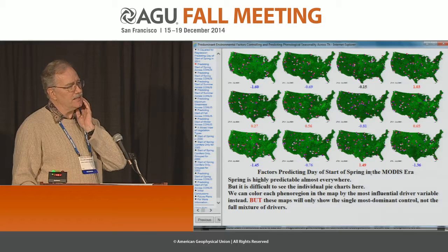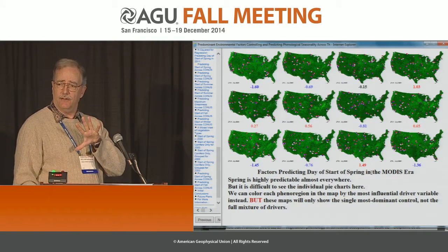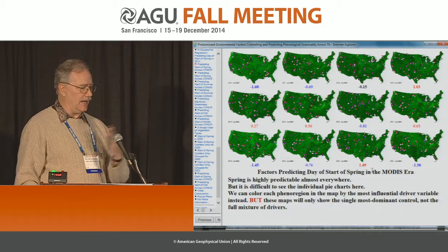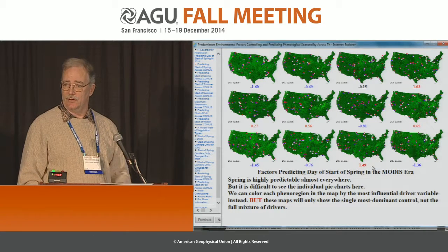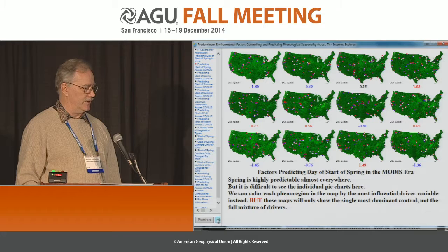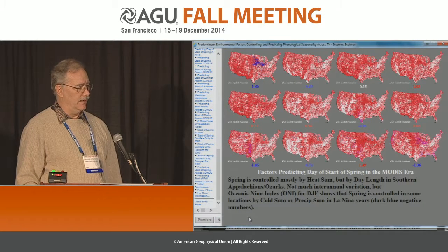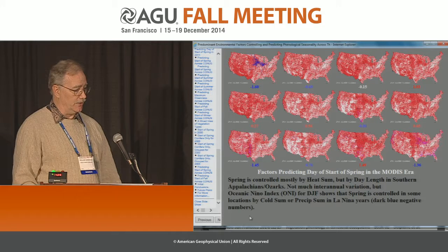So what I've done instead is I've taken the biggest piece of pie, and now I'm going to color the entire phenoregion by that largest piece of pie. One of the things we could see before, though, is that there's not any one of these 5 that are particularly dominant. So there's a risk in doing this. I'm only going to show you the winner and not the runners-up, so to speak. But when we do that, we get to see a sort of consistent picture for the drivers of spring. Spring is controlled mostly by heat sum, the red color, but day length, the white, is also pretty prevalent.